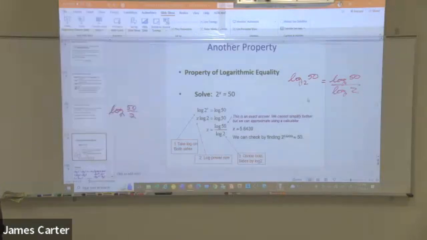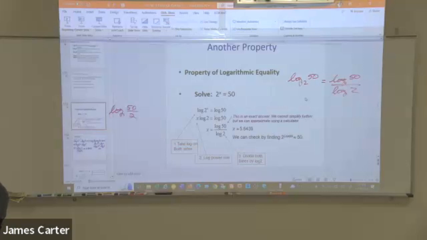Questions on this one before I go on? Yes. Would you prefer rounded off values in the test? Typically four digits. Typically. Are you going to specify on the test? Assume four.